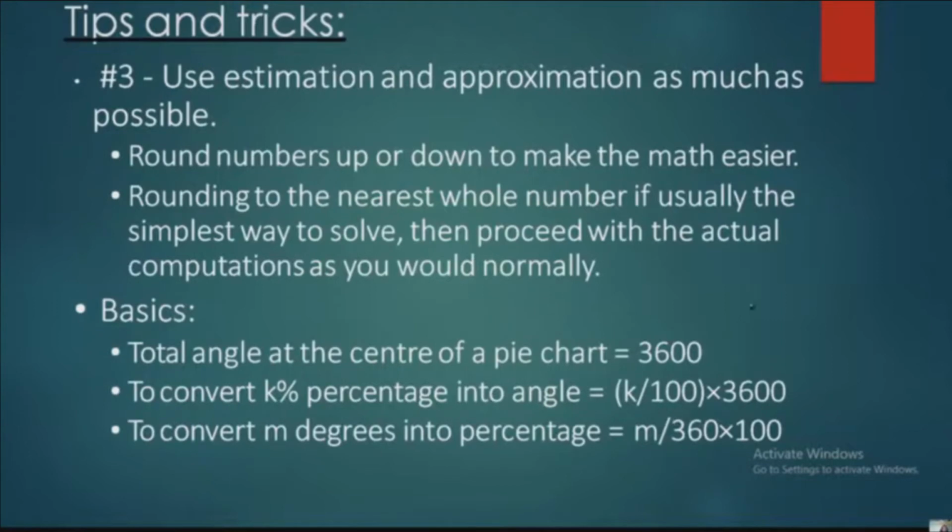Here it is 360. So when you are converting any percentage into an angle, it is whatever the percentage is given, divided by 100, into 360. To convert m degrees into a percentage, it is m divided by 360, into 100. This is how you convert from percentage to number and number to percentage.